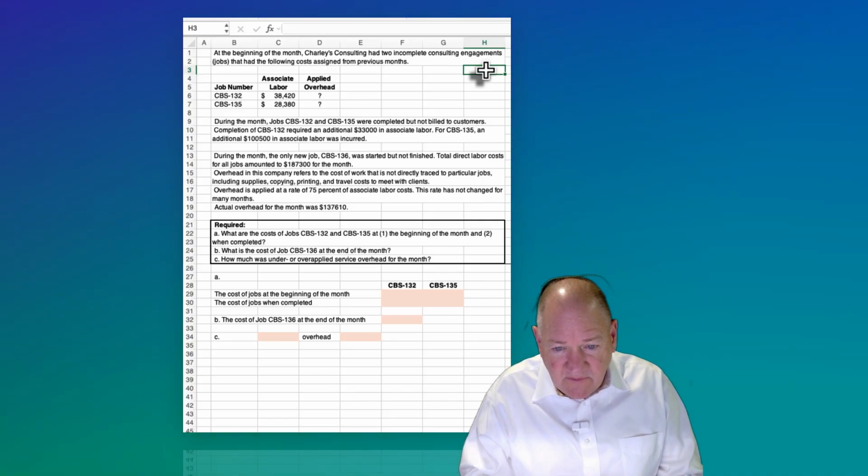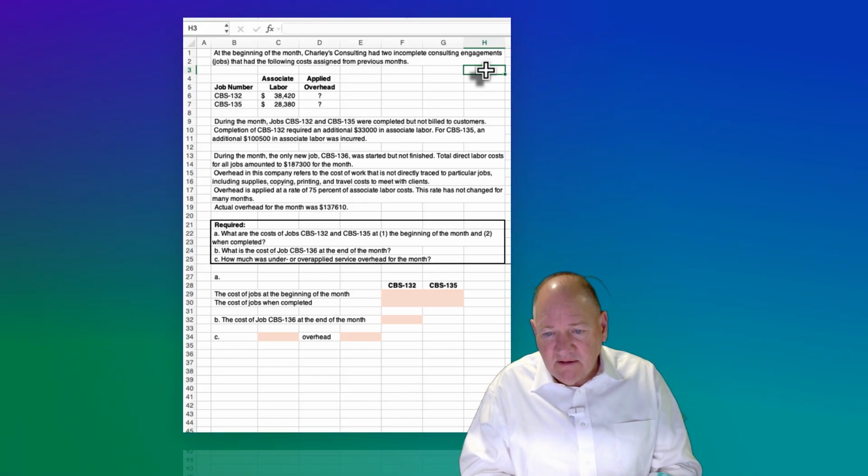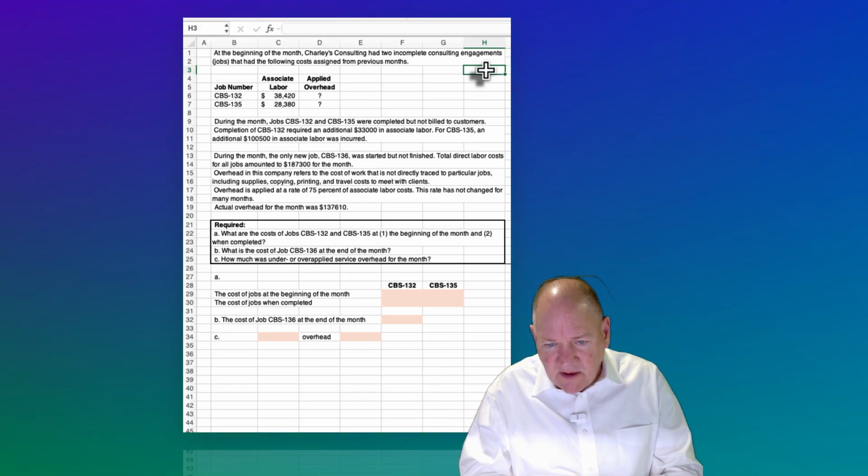Overhead in this company refers to the cost of work that's not directly traced to particular jobs. So there's some work that's done. We don't trace all that work to particular jobs. That includes supplies, copying, printing, travel costs to meet with clients. Charlie's Consulting decided we're not going to trace those items to jobs. We're just going to put them in one big pool, call it overhead, and then we're going to associate it with those jobs through an allocation.